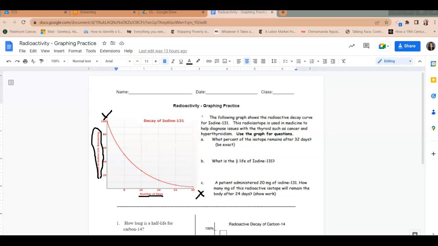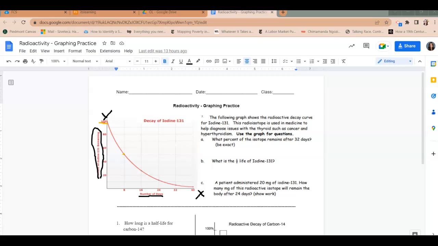So again, if we remember, half-life is how long it takes for half of the sample to decay. In this case, we are starting with 100% of the sample. And we've got to look to see when half of that is left. So half of 100, we take 100 divided by 2, and that's when we're going to get 50. So right about this point here. This is when half of the sample has decayed.